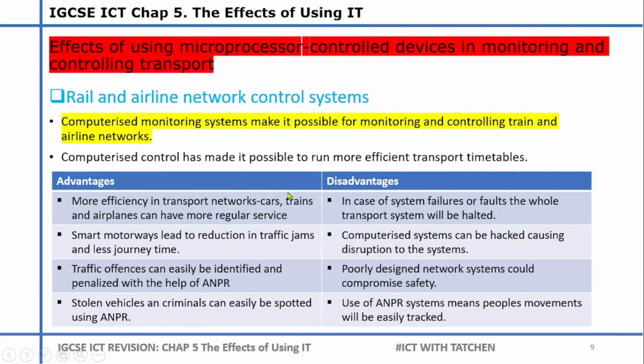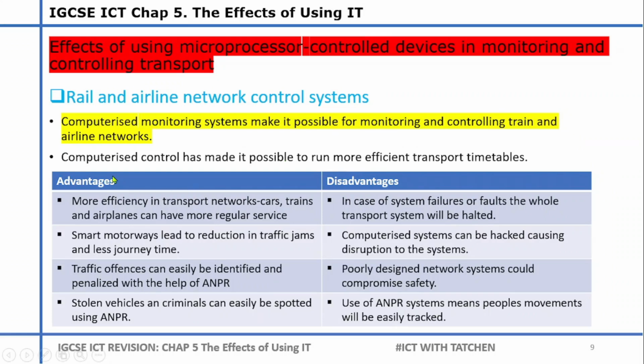The next place where microprocessor-controlled devices are used in transport is in rail and airline network control systems. We have computerized monitoring systems made for monitoring and controlling train and airline networks. Planes don't just fly like that, and trains don't just move anyhow. They are controlled from somewhere, so it's important to know that. Computerized control has made it possible to run more efficient transport timetables. Planes have a path they have to take and a timeline to move from one place to another. If not, they will crash into each other in the air. So it's important they have a central system which controls planes and all the rest.